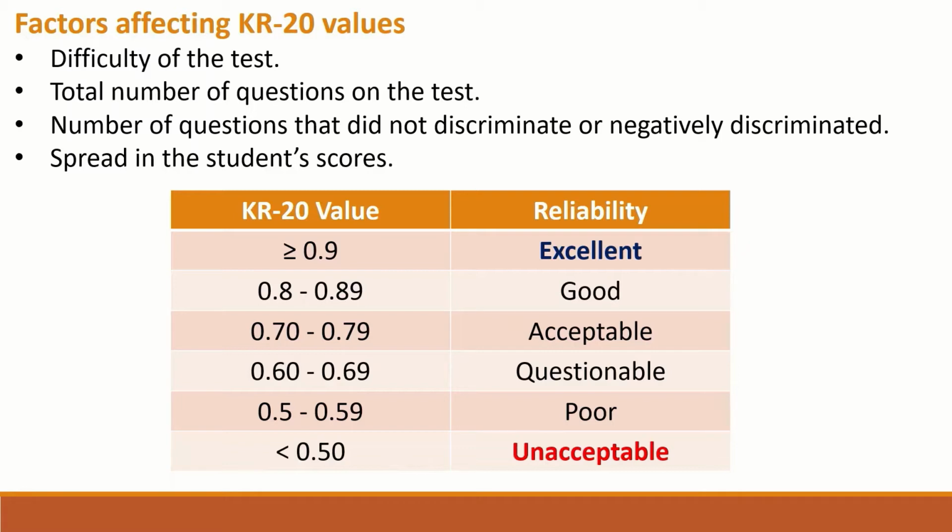A value of 0.5 to 0.59 is considered to be poor reliability. And an exam or a test that has a KR20 value of less than 0.5 is considered an unreliable or unacceptable exam.